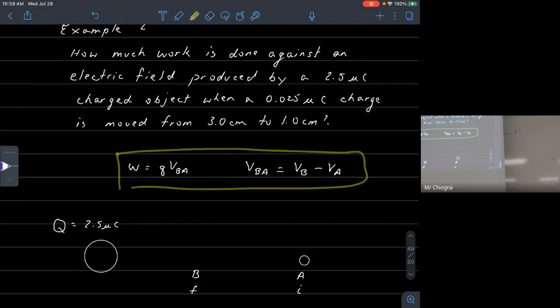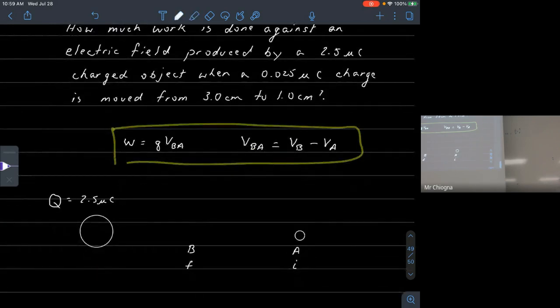Okay, so you're moving this charge, and this is the small charge. It's important you distinguish between upper and lowercase. It's a small charge, 0.025 microcoulombs. It is positive. It's important you understand that. If they're both positive, they're going to repel each other. So to get this charge from A to B, you'll have to do work. You have to force it to happen.